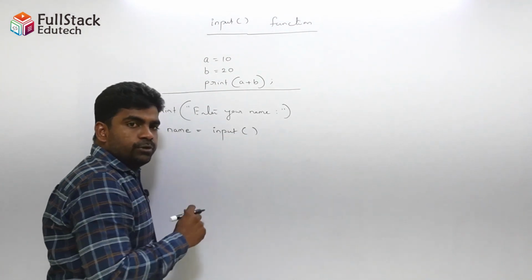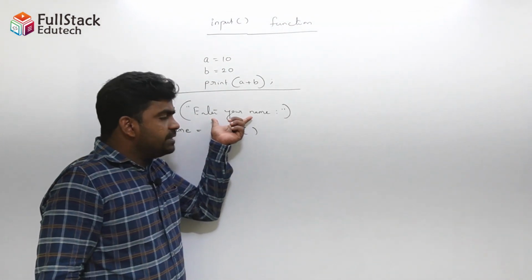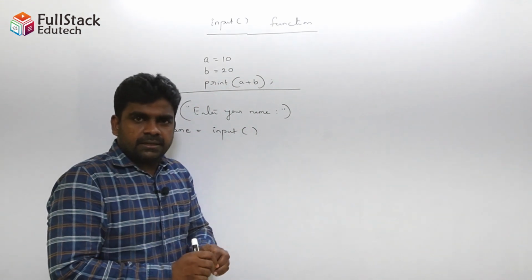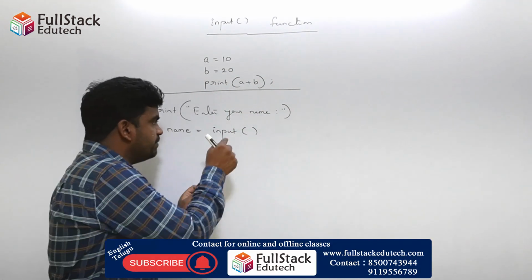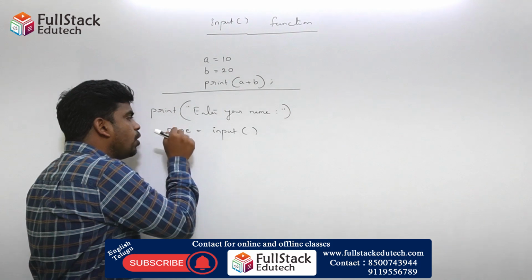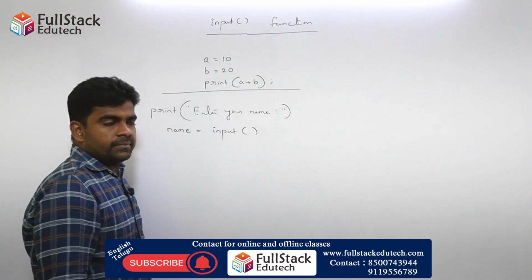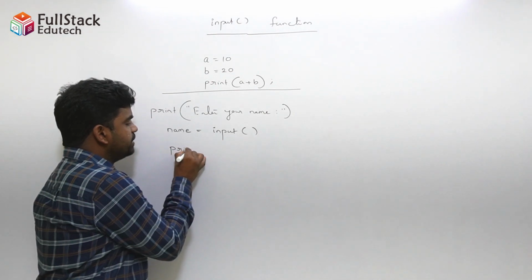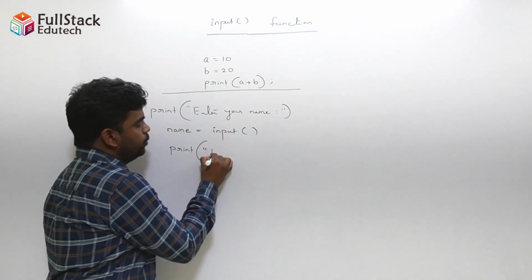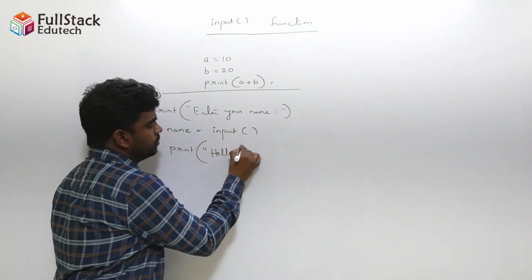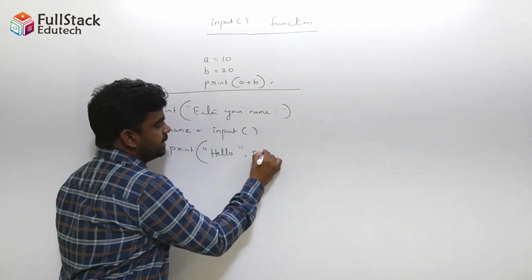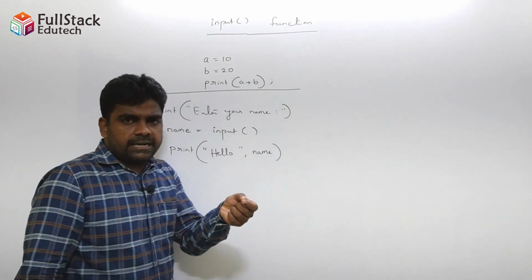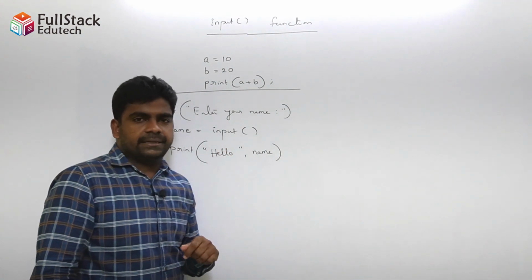It will read the input from the keyboard. First this message will display, "Enter your name." Then we will enter, and that entered value will be stored in this variable called name. And this name will be printed with the message hello, just that name we are printing. Suppose you entered the name Amar, then hello Amar will be printed.